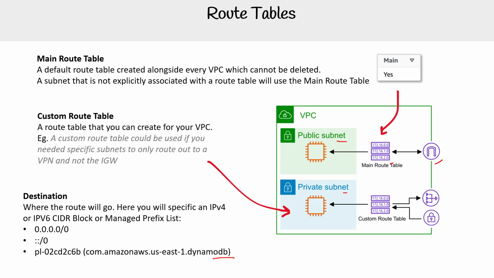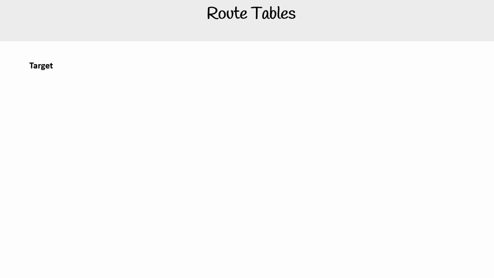to go to a DynamoDB table that is in US East 1 in any account, not just yours. That's what managed prefix lists do. That's something that you could do there. The other thing I want to cover is targets.